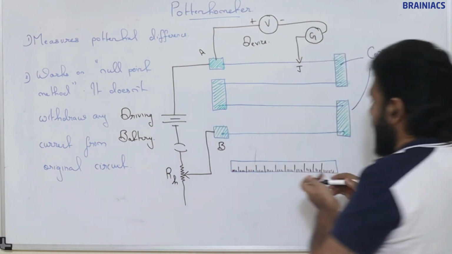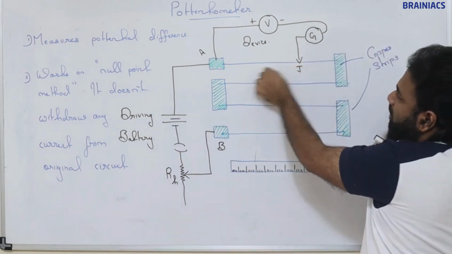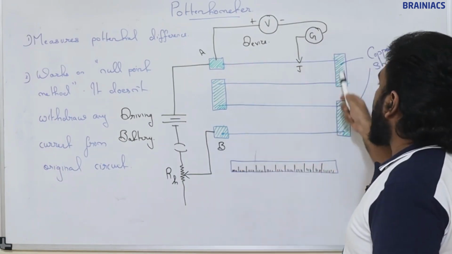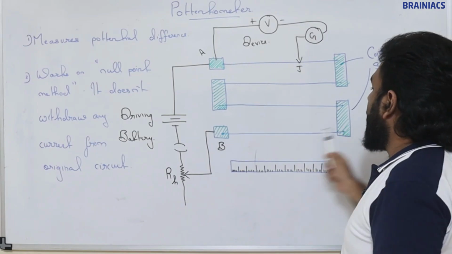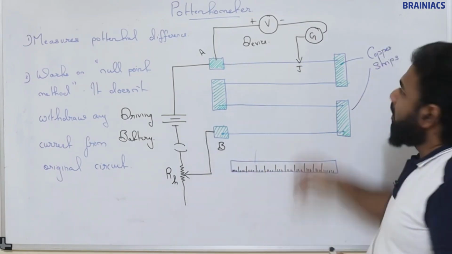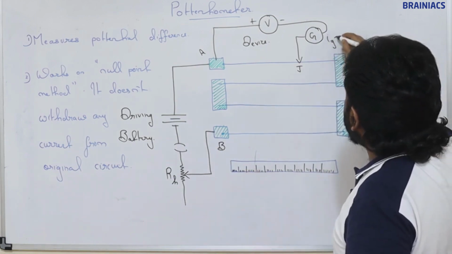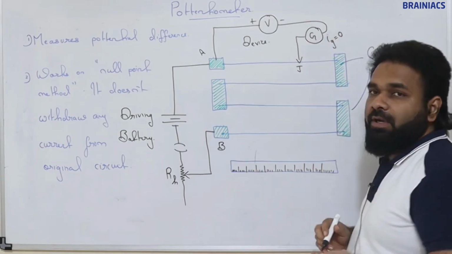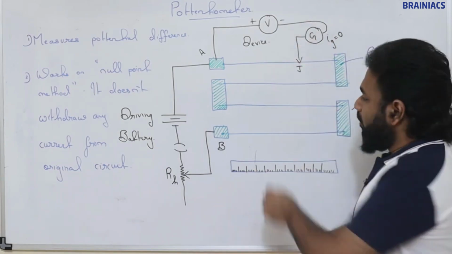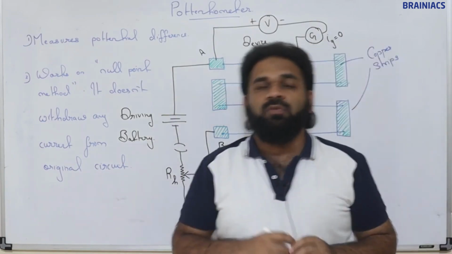A galvanometer. So this jockey, this wire connected to the jockey, we can move through this wire. Wherever it is stopping, this galvanometer deflection stops. Ig is equal to 0. When this doesn't show the deflection, that is, when no current is passing through the galvanometer, we will measure that length. That is how this works.